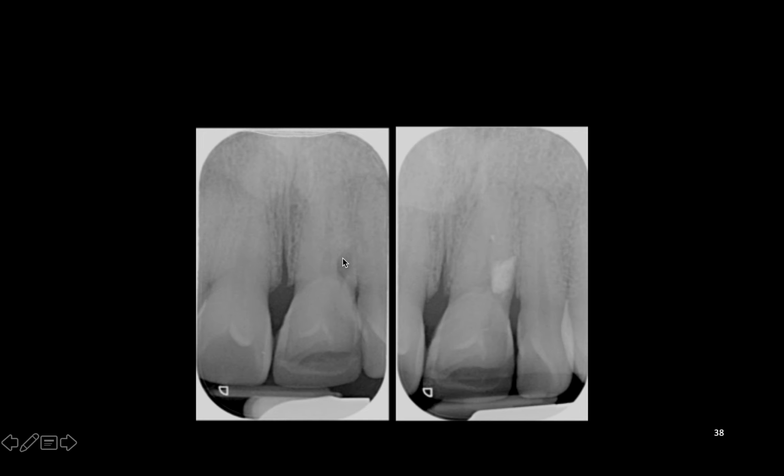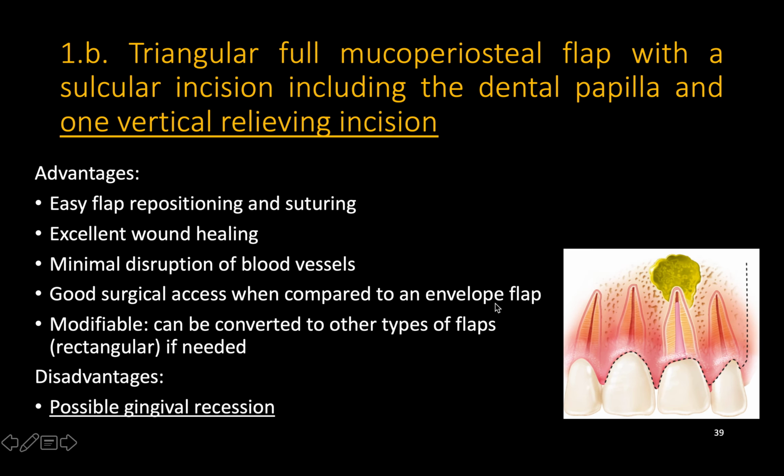In this case, for example, this patient came with an incidental finding. On the periapical radiograph, we found a resorptive defect in the cervical part, in the palatal area of the root of the maxillary left central incisor. We reflected an envelope flap on the palate, and we repaired this area with MTA.